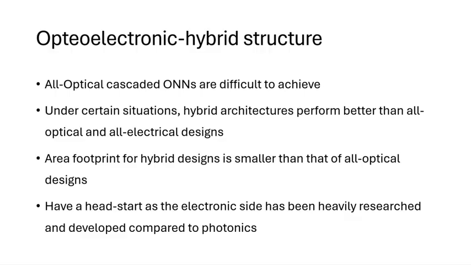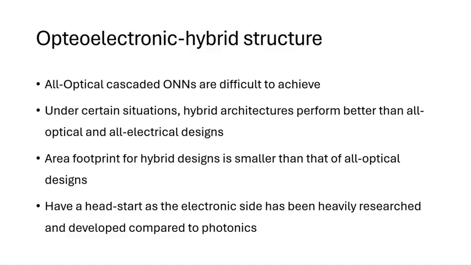Next is the optoelectronic hybrid structure. All optical cascaded optical neural networks are difficult to achieve. With poor efficiency and nonlinearity, the lack of an all-optical activation function with high nonlinear effect and low loss is a key issue that persists over the entire optical network. Under certain conditions, hybrid architectures can perform better than all optical and all electrical designs.